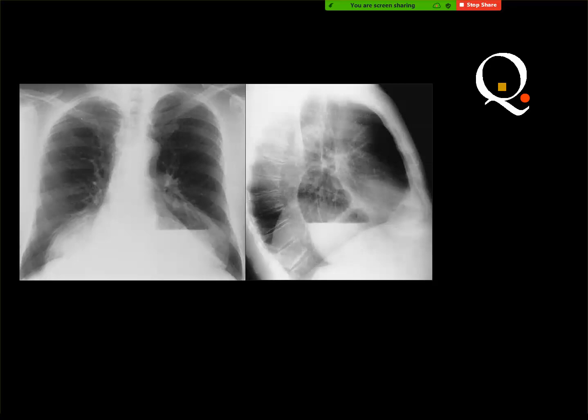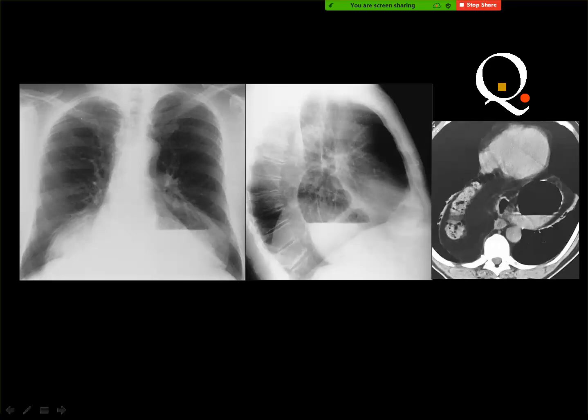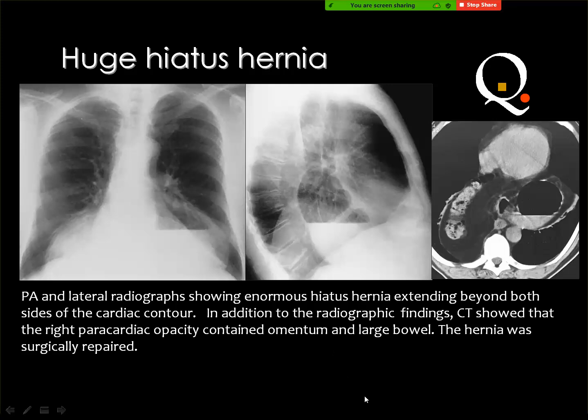Hiatus hernia? Yes, very good. And this is now a simple question. You see the hernia. In the GI module, we have 4 types of hernia, and this is type 4. And this is a huge hiatus hernia containing colon as well as the stomach.